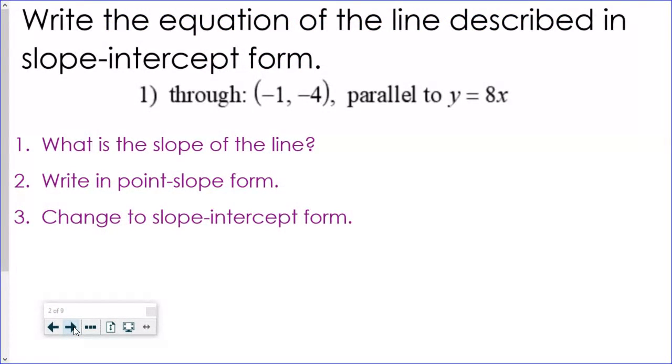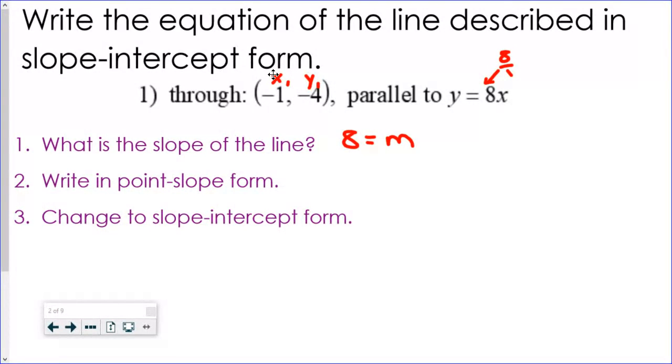Okay, so it says write the equation of the line described in slope-intercept form. It's going to have to go through this ordered pair. We'll call this x1, y1, and it's got to be parallel to this, and that has a slope of 8/1. So the slope of the line parallel is 8 or 8/1. I'm just going to start with 8. And remember, that is m, that's my slope.